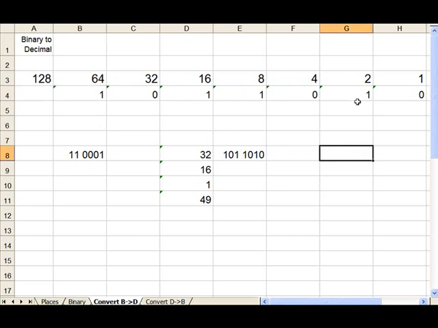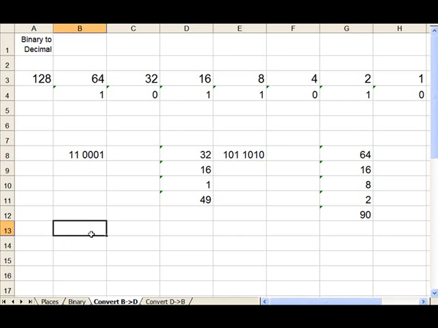1, 0, 1, 1, 0, 1, 0. Let's add them up. 64, 16, 8, and 2, and those are going to add up to an even number. There's 10, 16, 20. 8 and 1 is 9. So we have 90. The decimal number 90 is 1011010 in binary.